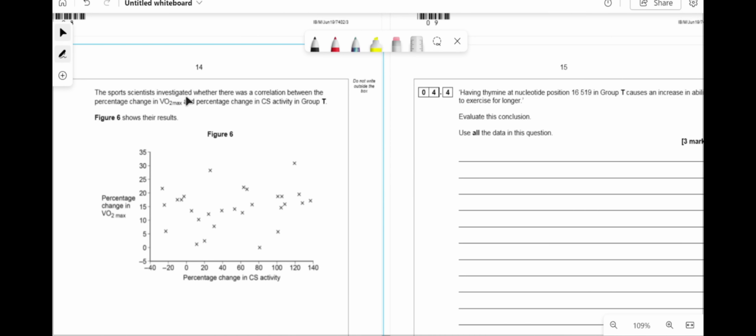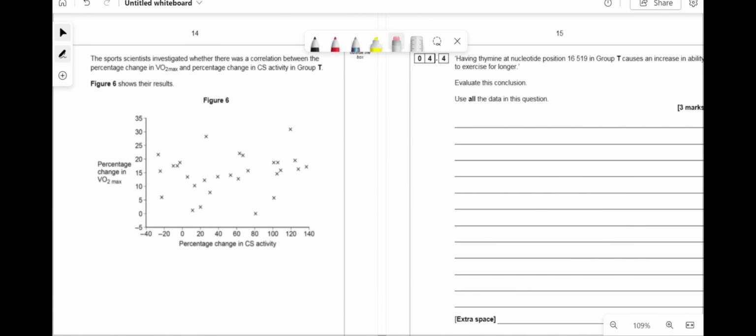Right, a sports scientist investigated whether there is a correlation between the percentage change in VO2 max and the percentage change in CS activity in group T. So we're looking at correlation. Figure 6 shows their results. They've got percentage change in mass, we've got percentage change in CS activity. Well, if you look at this, there's not really a straight line pattern here. There's not an up, there's not a down. There's not really any correlation, to be honest. The results are just sort of sprawled everywhere. So there's not really any correlation.